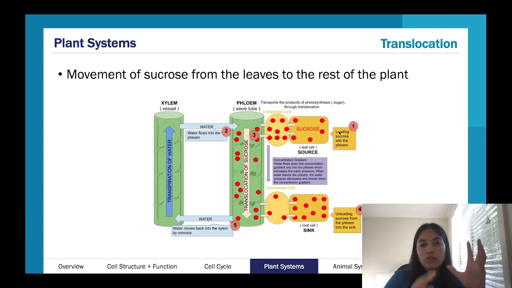So we have our photosynthesis. We've got our glucose. Here it's sucrose. Just think of a sugar, right? It doesn't really matter about the names.